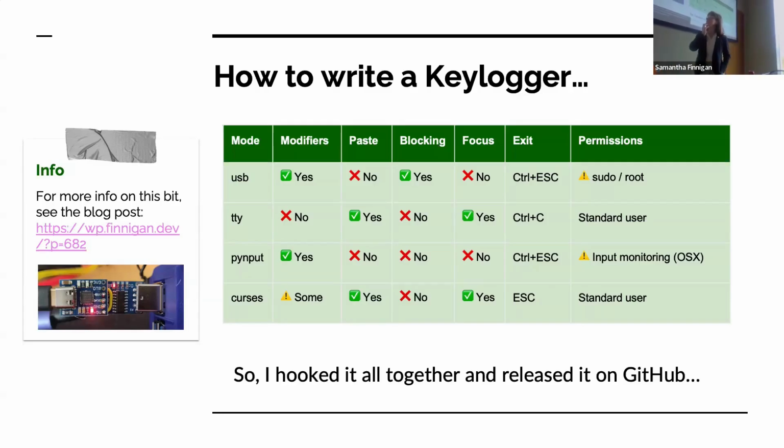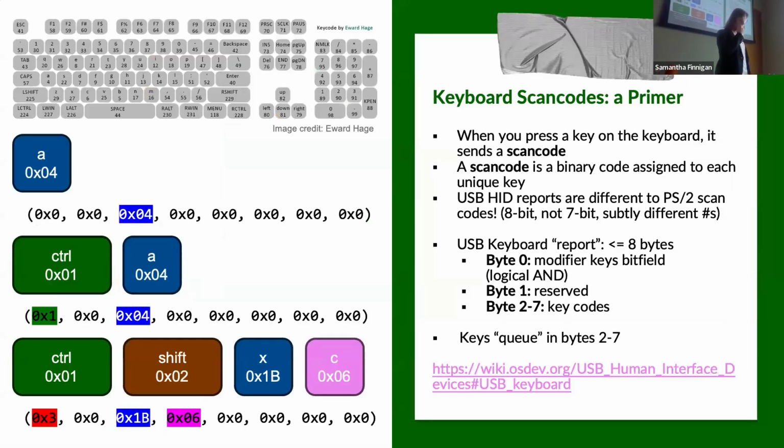So TTY, that's okay. You can't do modifiers like Control-C, Control-V, but you can paste into it. So you can paste your text into it. This blocking column means that while you're using it, the input is only going to your script and nowhere else. So is it blocked from the rest of the OS? And the way that you exit is either Control-Escape or Control-C. So anyway, I hooked it all together and I stuck it on GitHub.